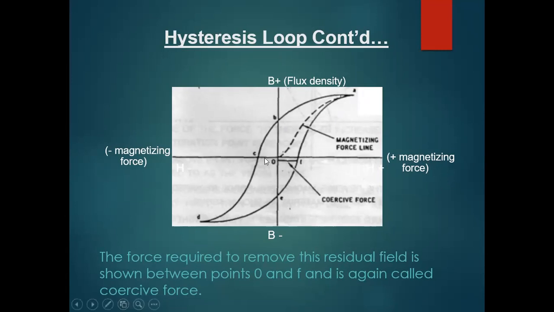Now this is the reverse magnetizing force necessary to remove this residual magnetic field. If the residual magnetic field is less, then less reverse magnetizing force is required to remove it, and this reverse magnetizing force is what we call the coercive force.